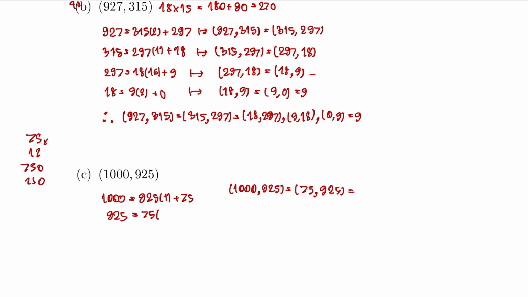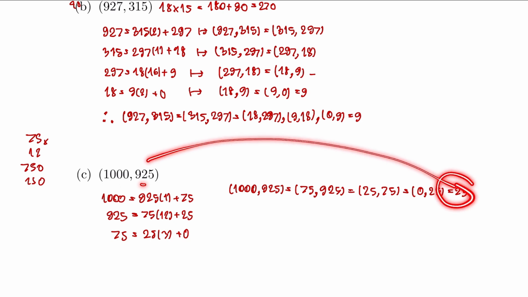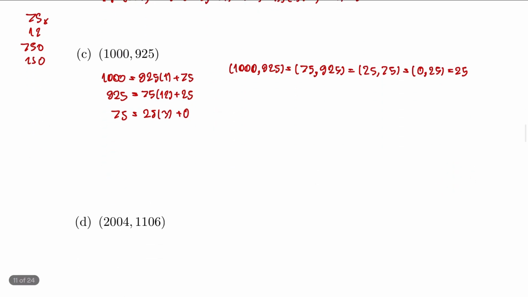75 times 12 is 900, right? So you need to add 25. So you have 25 and 75. And 75 equals 25 times 3 plus 0. So you get the greatest common divisor of 0 and 25, which is 25. So the greatest common divisor of 1000 and 925 is 25.